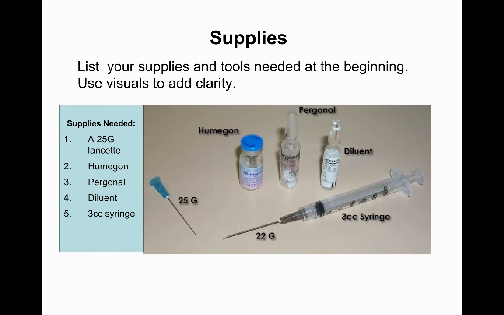List your supplies and tools at the beginning. Try and make the visuals add clarity. So for example, you can see in this picture that all of the things are exactly the size proportionally to one another that they would be if you actually had them in front of you. If you were doing how to change a car tire, you don't have a huge car tire and a tiny wrench and a huge car. I mean, you want to try and keep things proportional to one another if possible.